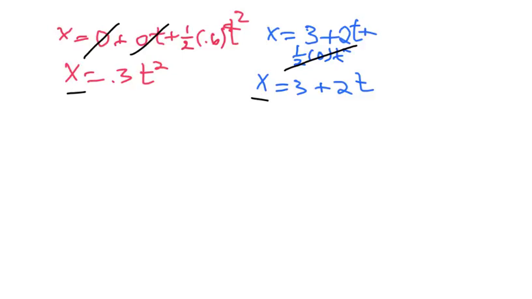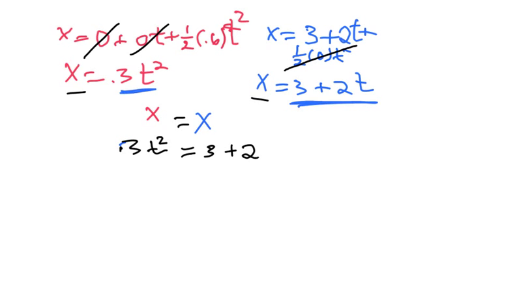Okay, when the two cars meet, these two x's will be equal to each other. So I'm going to set the equations equal to each other. I have x equals x, and I'm going to substitute in these expressions. So I have, and I'm going to start writing in black because it'll just be easier for me to do it, 0.3 t squared equals 3 plus 2t.